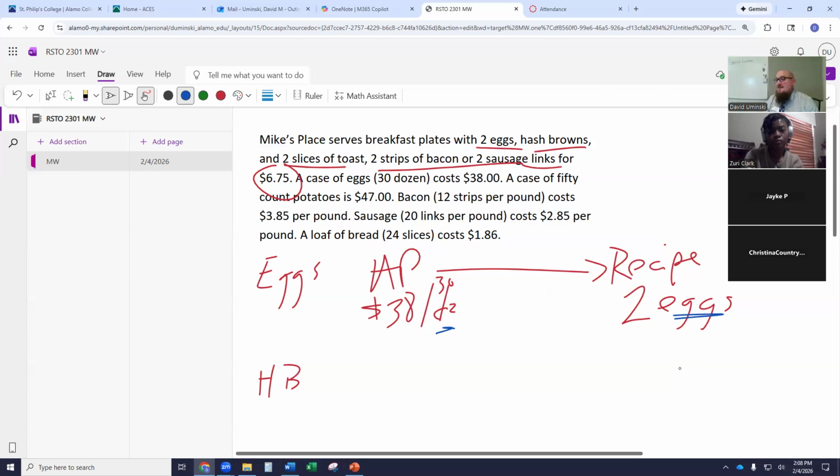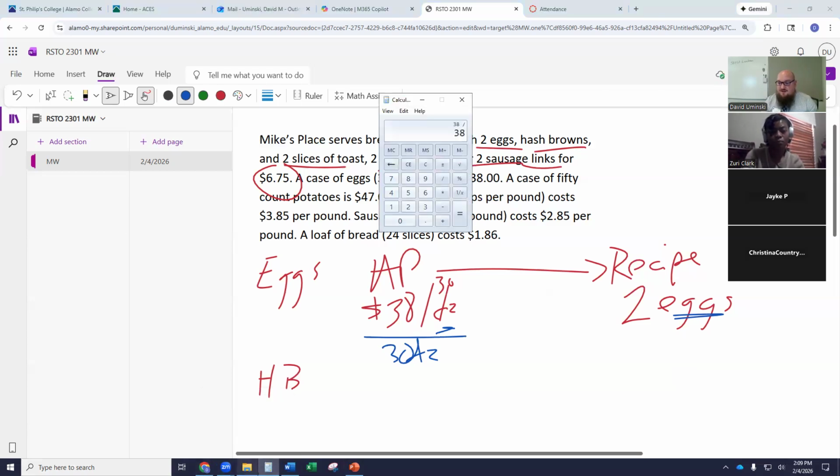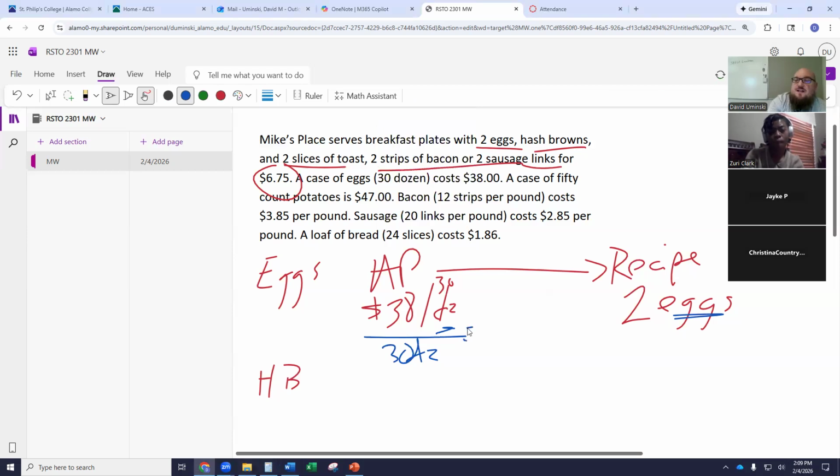The amount of the case? Okay, so how much is in the case? 30 dozen. So we could divide by 30 dozen. And if we do that, what is our math? 38 divided by 30 is $1.26 repeating, right? How many eggs are in a dozen? 12. We can't quite do this because we're still in the cost of one dozen, basically $1.27 per dozen. Our units don't match yet.